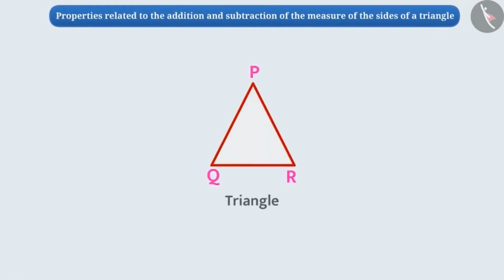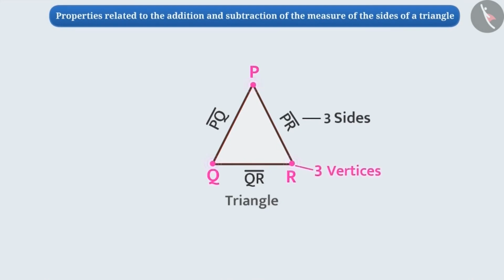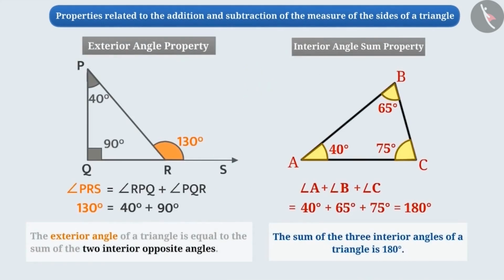You know that a triangle is a closed figure with three sides, which has 3 vertices and 3 angles. In the previous video, we saw properties related to the angles of a triangle. Similarly, there are also properties related to the sides of a triangle. Let's learn the properties related to the addition and subtraction of the measure of the sides of a triangle in this video.